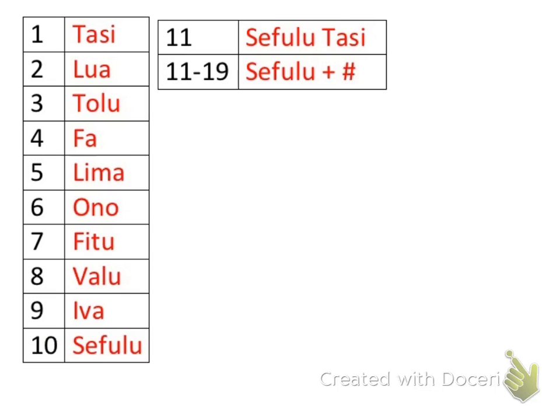Okay? I'm not going to write out the next numbers, but 16 would be Sefulu and then Ono. 17 would be Sefulu and Fitu. And 18 would be Sefulu Valu. And finally, Sefulu Iva is 19. Okay? So I hope up to this point this hasn't been too difficult for you. And if anything has been a little bit difficult, don't worry, go back and rewatch the video.